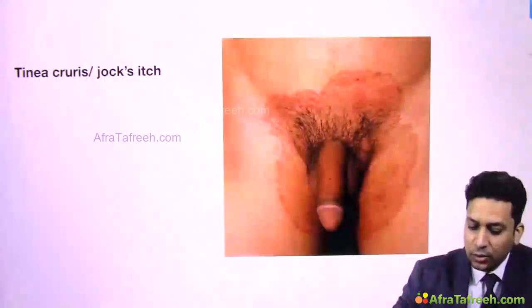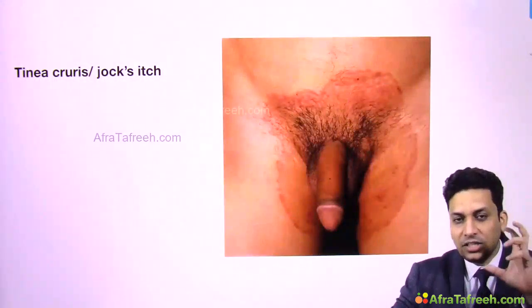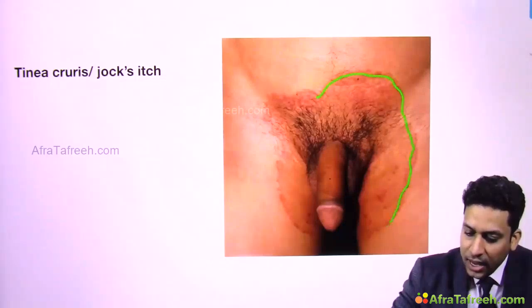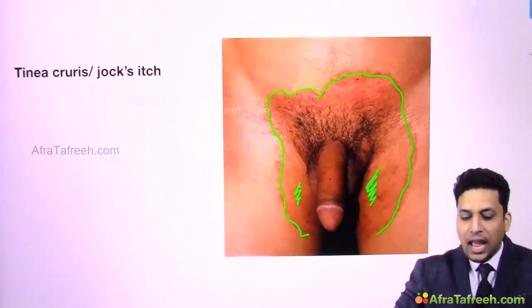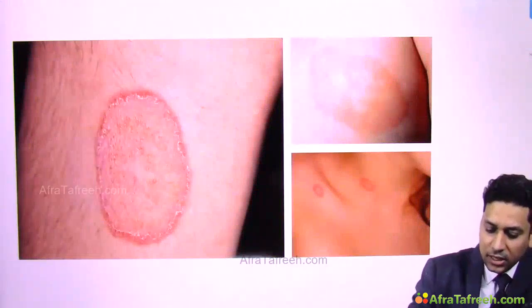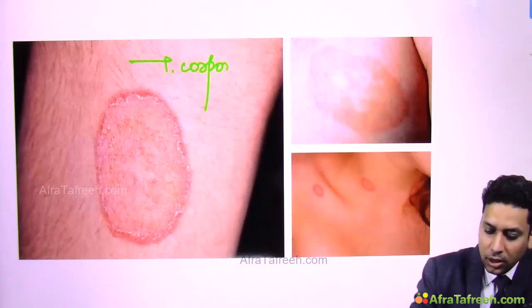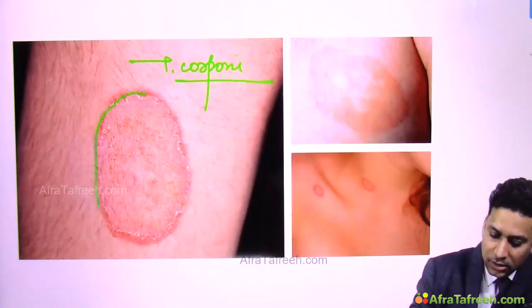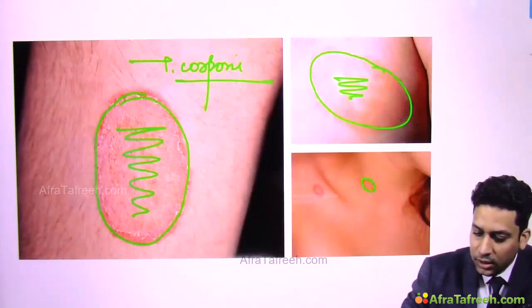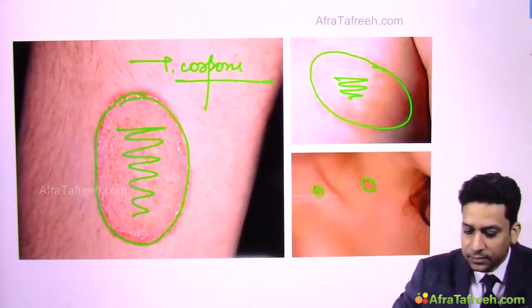Then tinea cruris, I told you in tinea the lesions are generally annular and they have active margins. So you can see margins are appearing slightly active, and in the central portion there is slight clearing. So ring like lesion is there, and if groin is involved, we call it tinea cruris, also known as Dhobie's itch or Jock's itch. Here again you can see characteristic lesion of tinea corporis. Tinea corporis have annular lesion with active margin, and there is central clearing. So central clearing, active margin. Here again you can see annular lesion, active margin, central clearing.